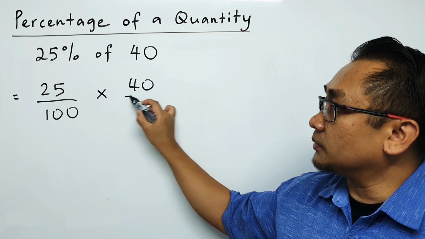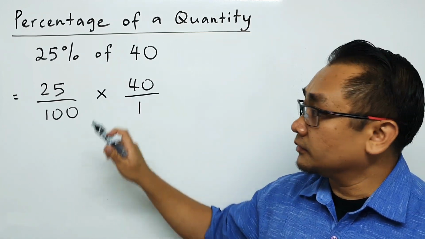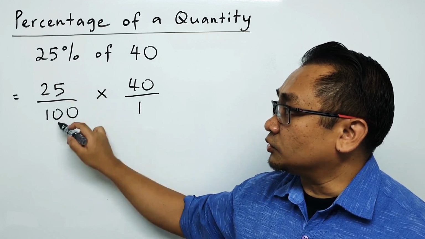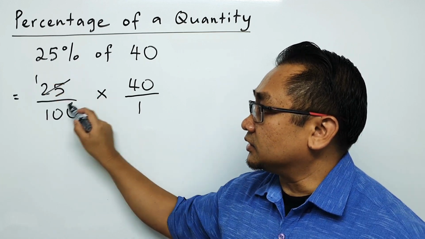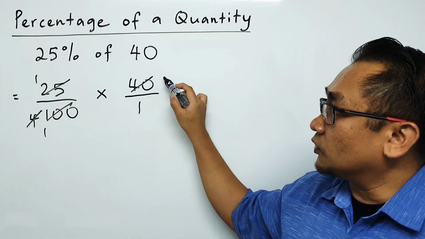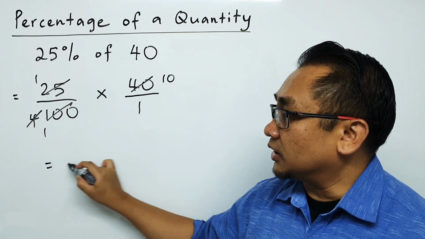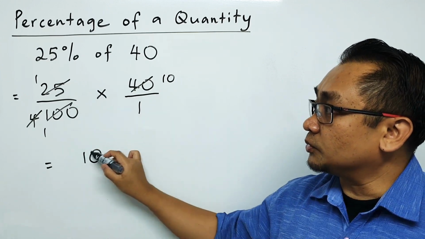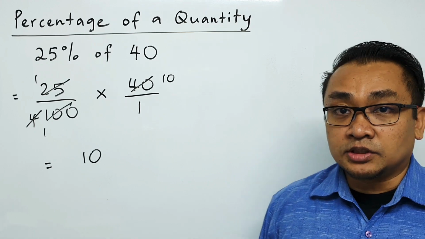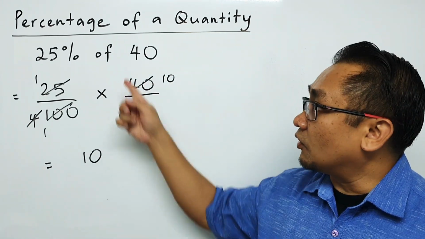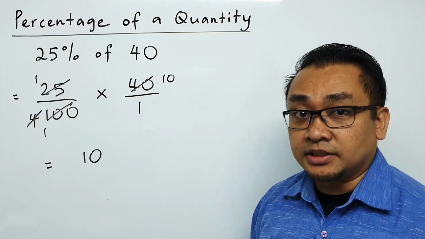Since 40 is a whole number, you can write it as 40 out of 1. Then you can do your cancellation. If your times table is good, you know that 25 out of 100 is 1 quarter. 4 divided by 4 is 1, and 40 divided by 4 is 10. So you will get the answer 1 times 10 out of 1 times 1, so it's just 10 wholes. So 25% of 40 is 10, or 1 quarter of 40 is 10. Of means times. This is method 1.